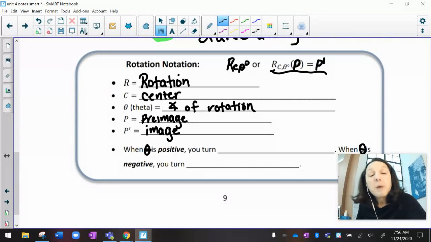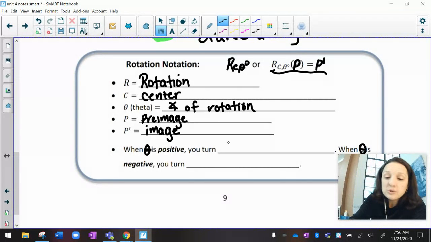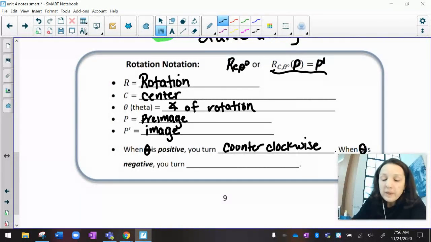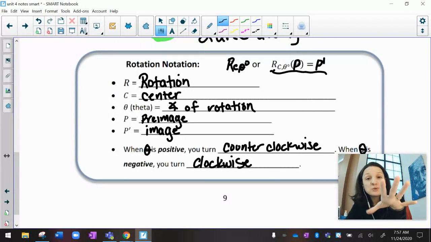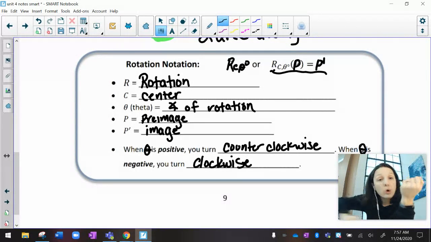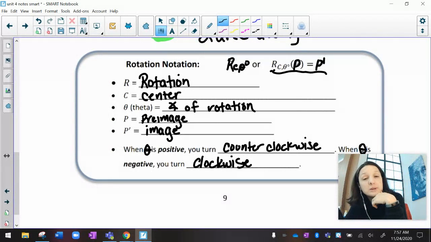When theta is positive, when your angle of rotation is positive, you turn counterclockwise. And when theta is negative, you turn clockwise. It's a little counterintuitive, but you just have to deal with it. So this front page is all about understanding the notation and knowing that when you rotate, you draw circles and then draw arcs around the edge to figure out how many degrees you go around.